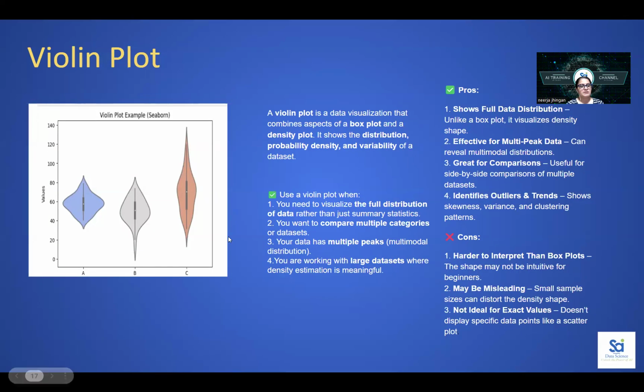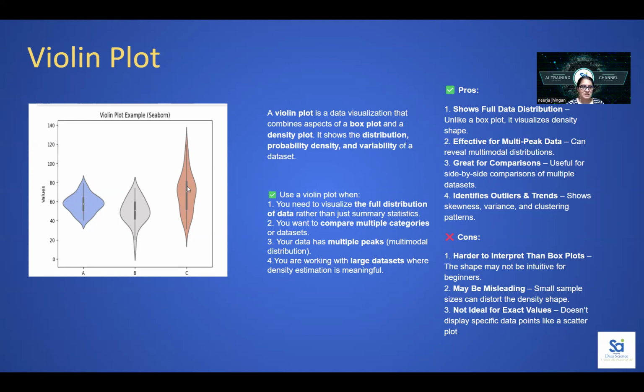Okay. Now this is a violin plot. I use it many times to check the distribution. It's just like the box plot, but it is going to show me two things. Number one, distribution. Number two, the density. Okay, probability density, distribution, variability of the data.